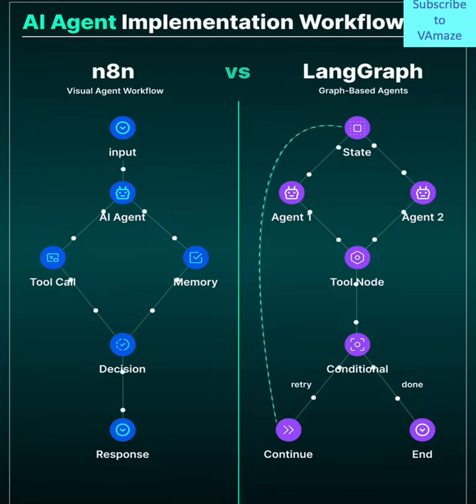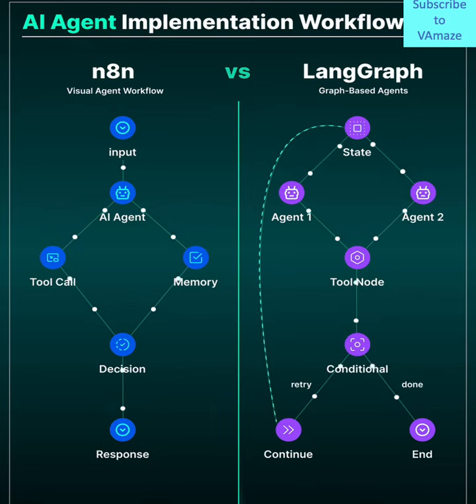This graphic compares two different approaches to building AI agents. On the left, a visual agent workflow as implemented in n8n. On the right, a graph-based agent architecture as seen in LangGraph. Starting with the n8n workflow, everything begins with an input.